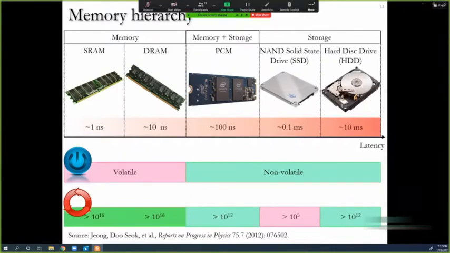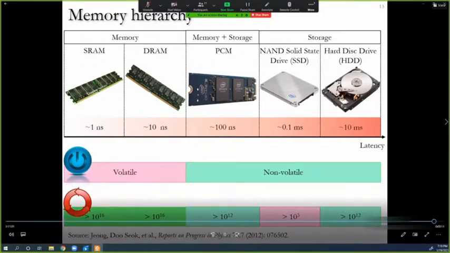So PCM and its counterparts have endurance numbers that are in the middle of the memory and the storage technologies. So combining the good sides from the memory and the storage technologies, PCM and other counterparts of it are bridging the speed gap, and they are basically working as a storage class memory, which is just in the middle of the memory and the storage facilities.